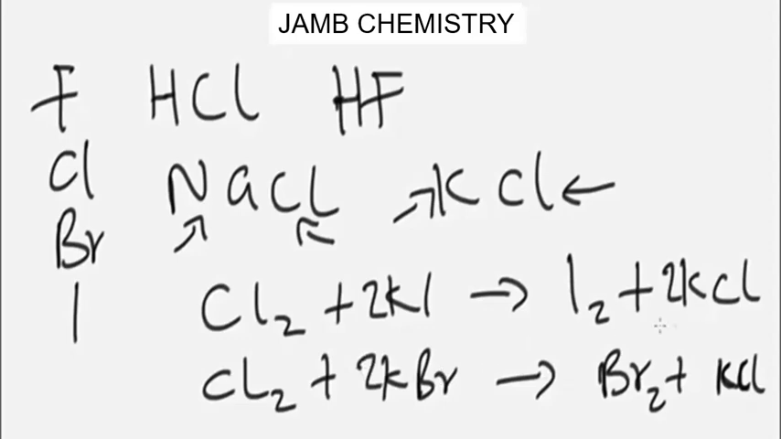What of potassium? To balance potassium at the right, you need to add 2 here as well. So potassium is now balanced and chlorine is also balanced. So this chemical reaction is now balanced. So these are basically examples of displacement reactions of halogens, group 7 elements. The more reactive one will displace the less reactive one in a displacement reaction.